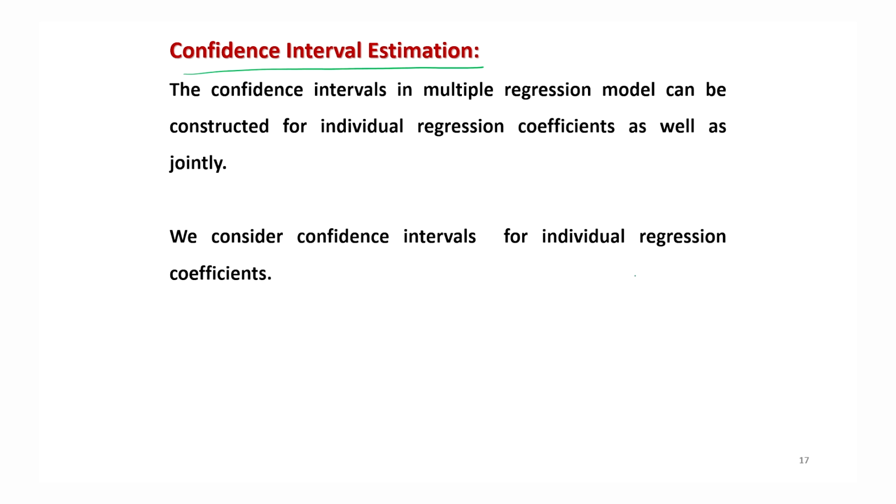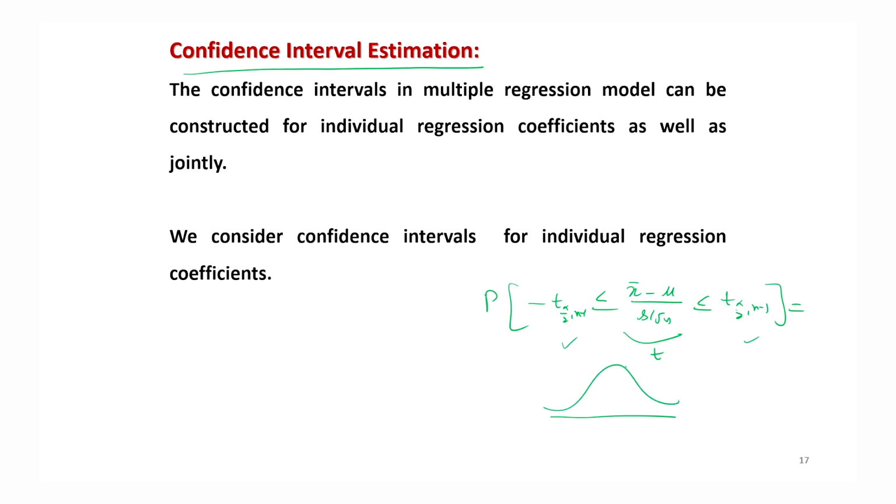So if you try to recall what we have done, in order to find the confidence interval, we took the statistic x bar minus mu divided by s by root n, and then put it between minus t alpha by 2, n minus 1, and t alpha by 2, n minus 1. We said that the probability of this t statistic lying between these two critical values on a t distribution is 1 minus alpha. Then we solved this inequality and obtained the lower and upper limits of the confidence interval for mu.